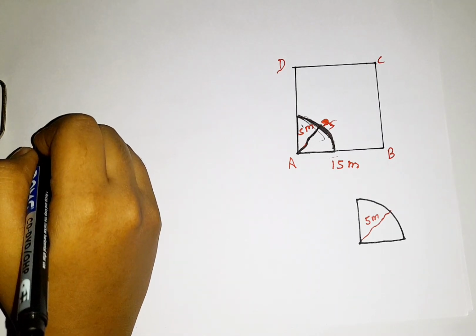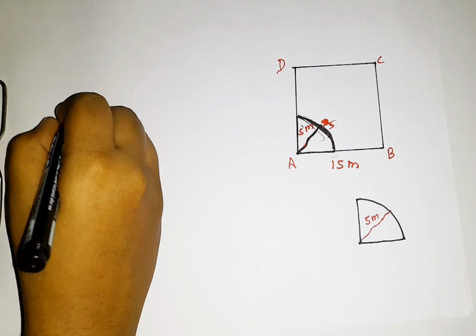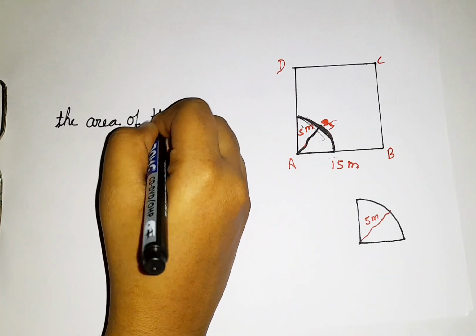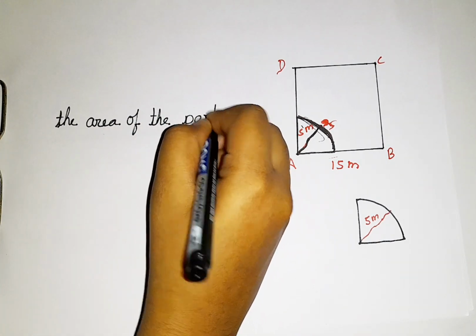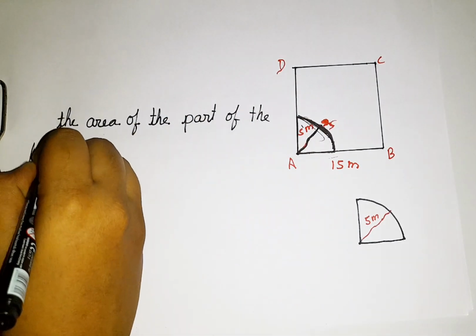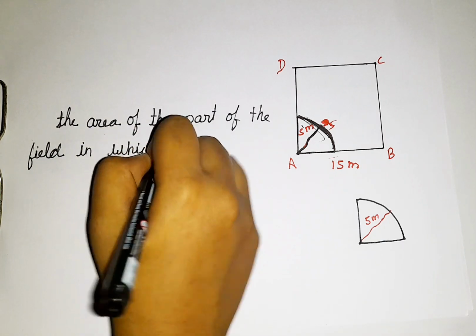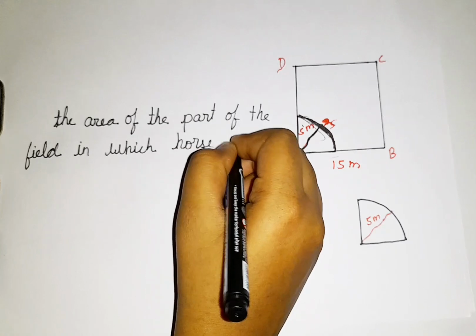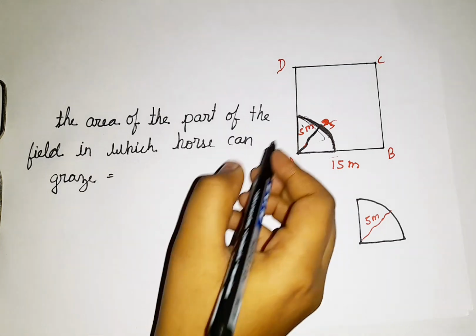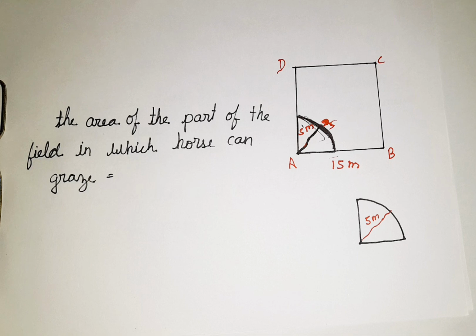Let us write: the area of the part of the field in which the horse can graze. We are supposed to find it. Since we know it is in the shape of a sector, we are going to be finding the area of the sector. So what is the area of sector formula?